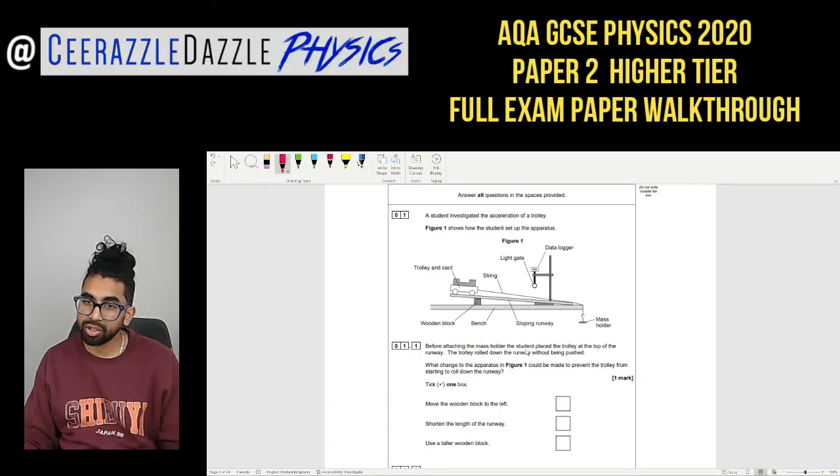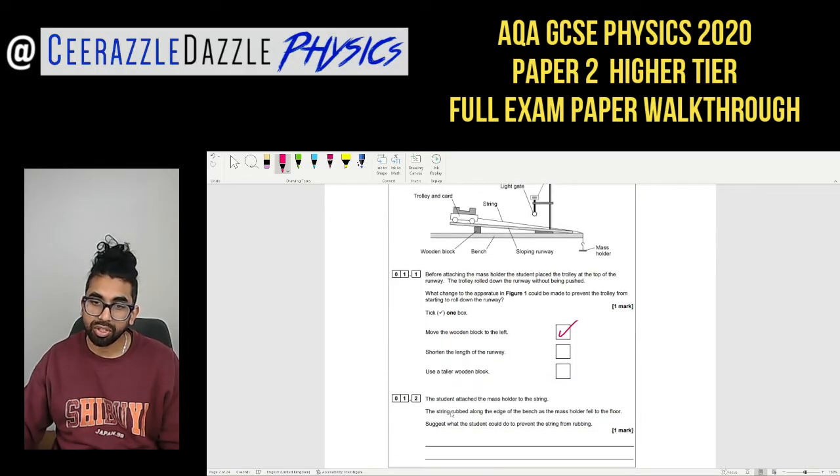Before attaching the mass holder, the student placed the trolley at the top of the runway. The trolley rolled down the runway without being pushed. What change to the apparatus in Figure 1 could be made to prevent the trolley from starting to roll down the track? How could you make it not roll down the track? It's simply going to be this, guys. You can move the wooden block to the left over here. If you move it over here, it's less likely to be pulled this way. So the answer to the first one is: move the wooden block to the left.